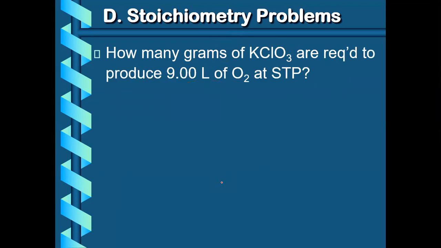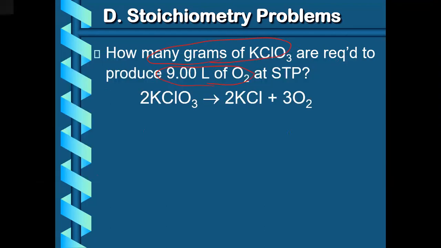So here's another one. How many grams of potassium chloride are required to produce 9 liters of oxygen at STP? Now this is going to be more than one step. So again, I need my balanced equation. It's the same equation as we used in the problem before. They're asking me to find grams of KClO3, and I'm starting off with 9 liters of oxygen. So I go back to my mole highway.